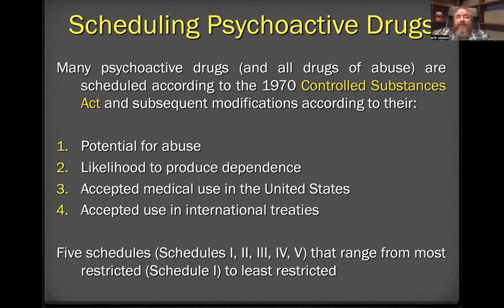There are many psychoactive drugs and many drugs of abuse. Many are scheduled according to the 1970 Controlled Substances Act and subsequent modifications according to their potential for abuse, the likelihood for them to produce dependence, their accepted medicinal use in the United States, and accepted use in international treaties, which is where this gets really complicated and political.